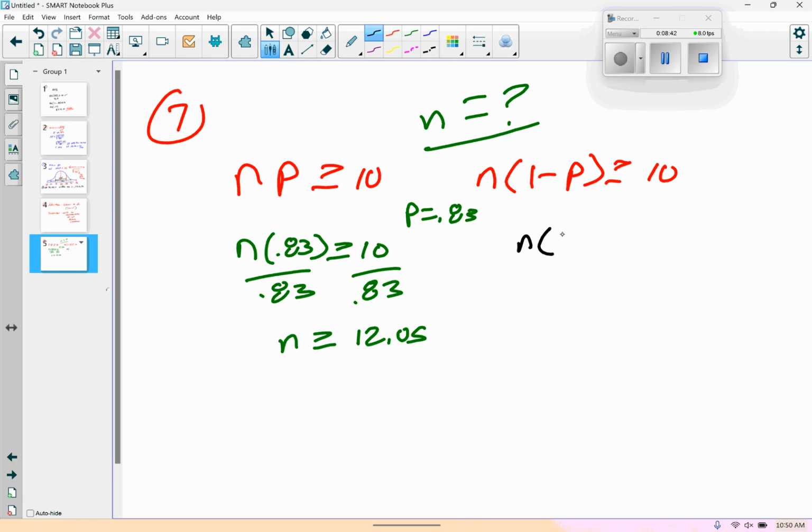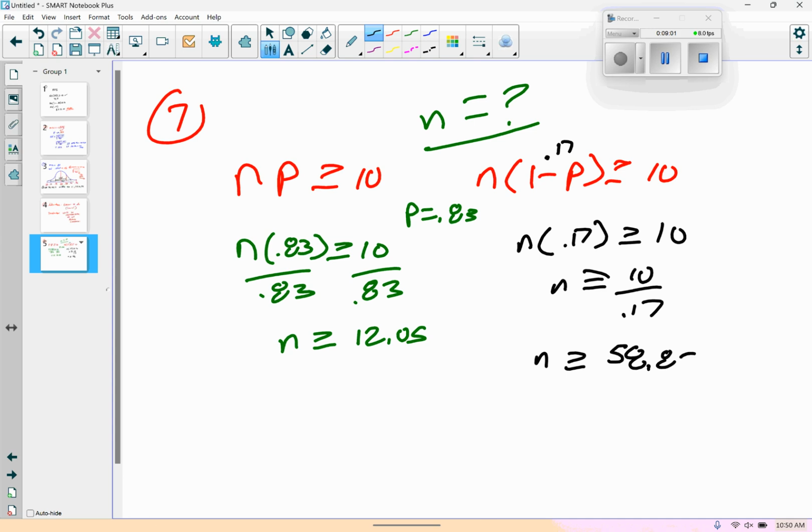If I go n, and then the 1 minus p, we found out that this was 0.17. It's greater than or equal to 10. So if I divide each side by 0.17, this is going to show us that our sample should be greater than 58.82. So I would say 59 is our minimum to make that work.